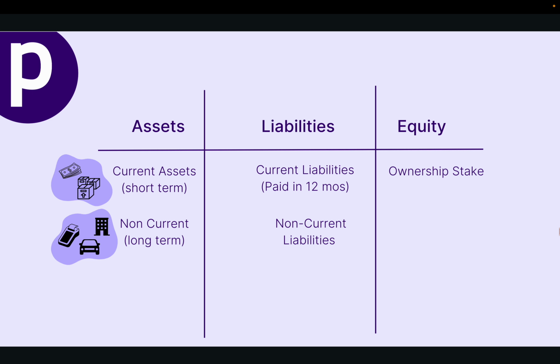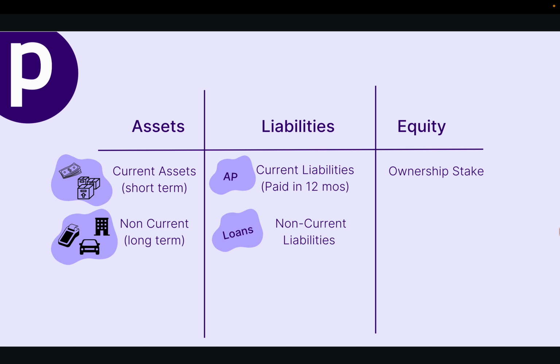Liabilities are divided into current liabilities, which are liabilities that are paid off in 12 months, like your AP, your accounts payable, what you need to pay your vendors, as well as non-current liabilities, liabilities that are paid off after a year. So for example, like a 5-year loan.